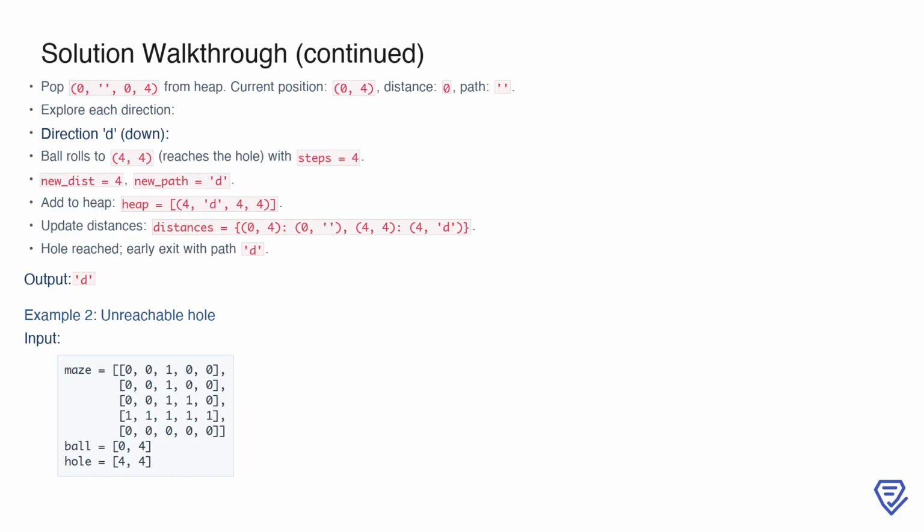The first node we process from the heap is the ball's starting position, 0, 4, with a distance of 0 and no path yet. From here, we evaluate each of the 4 possible directions. Rolling the ball downwards, it moves to the bottom of the column and reaches the hole at 4, 4 in 4 steps. This new path, labeled D, is added to the heap with a total distance of 4. We also update the distances dictionary to record this shorter path to 4, 4. Since the ball has reached the hole, we can terminate the search early and return the path D. This demonstrates how the algorithm efficiently identifies the shortest path when the hole is directly reachable.